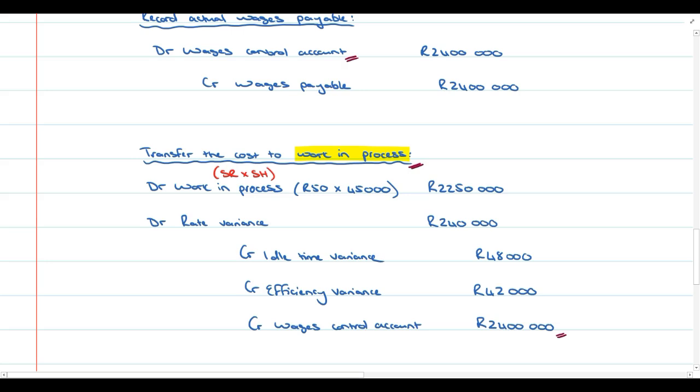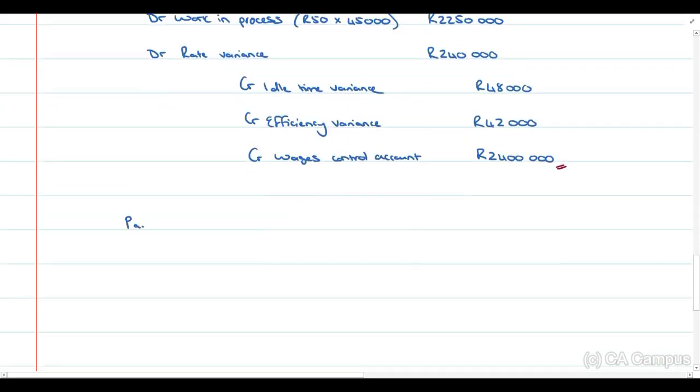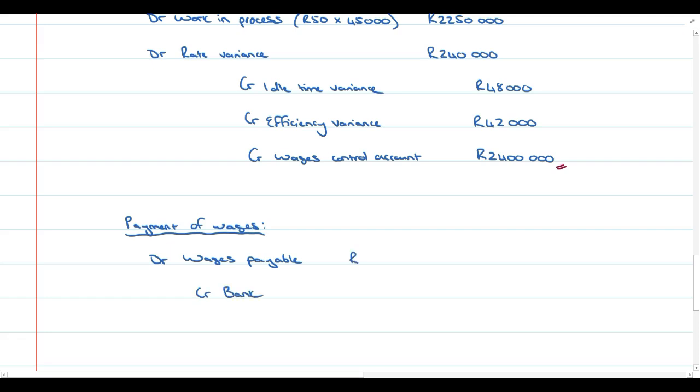Now what we need to do is actually pay the wages, because over here we didn't credit bank, we credited the wages that are payable. Now we need to debit that and actually pay the wages. All right, and that's obviously the actual labor cost. All right, and that then deals with part A of the required.